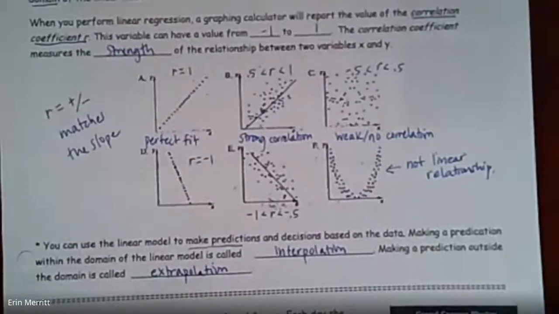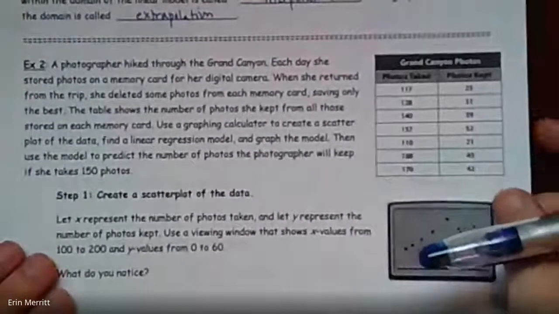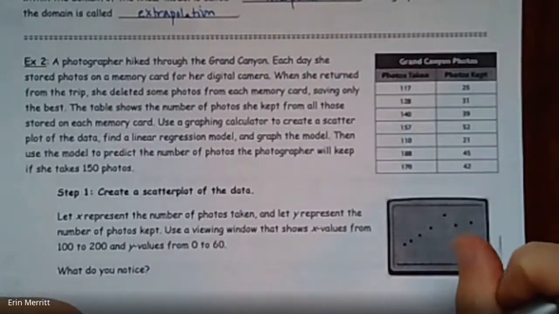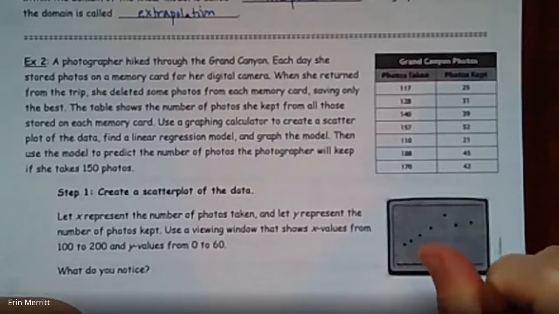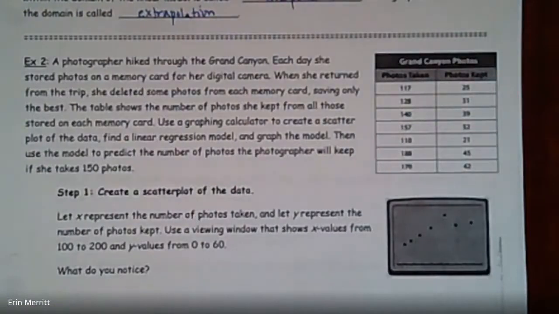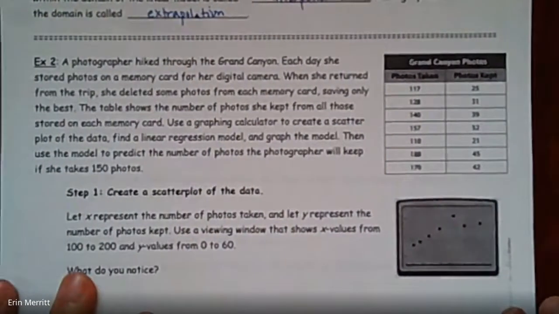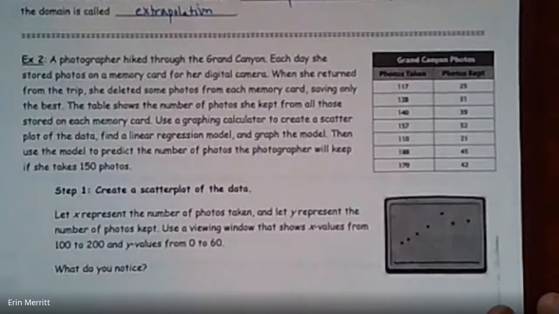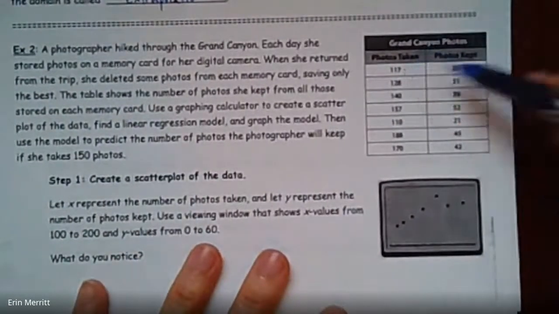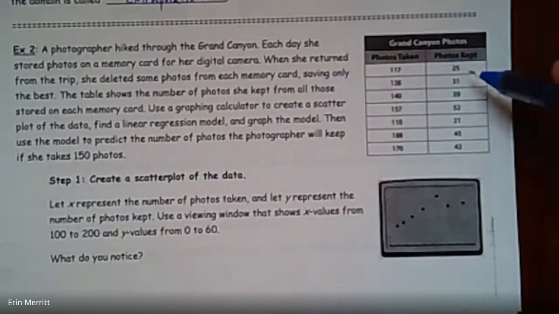So this very first one here, I'm going to slide up, is saying a photographer hiked through the Grand Canyon. Each day she stores the photos on a memory card of her digital camera. When she returned from the trip, she deleted some photos from each memory card, saving only the best ones. All right, the table shows the number of photos that she kept from all of those stored in each. So if you take a look, like this day she took 117 photos and then she only kept 25. And then took 128, only kept 31, and so on.